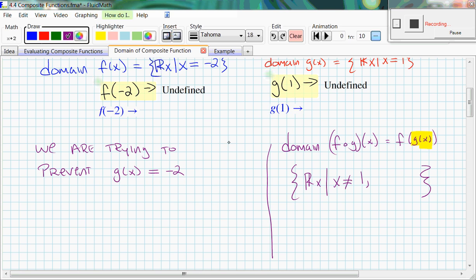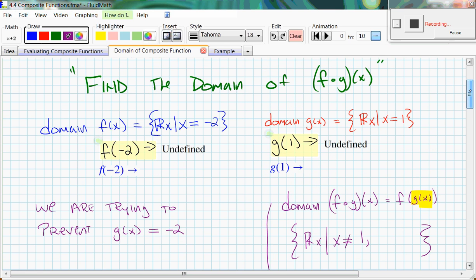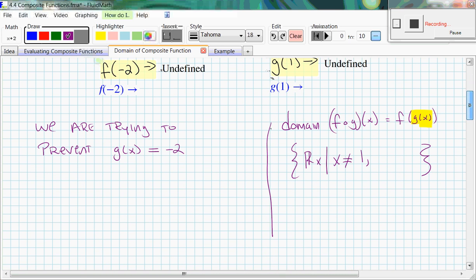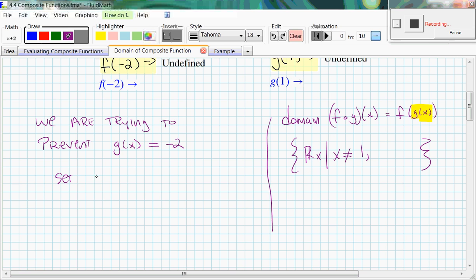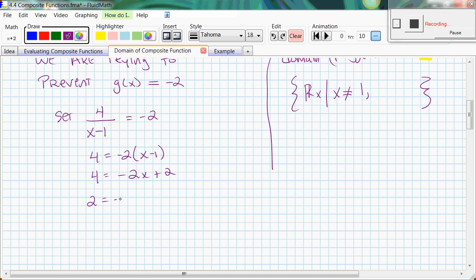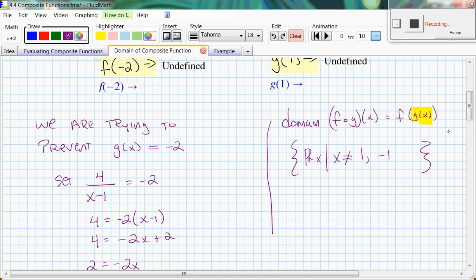So the way that we do that is we just set g of x, which in this case happens to be 4 over x minus 1, equal to negative 2. This will give us that value of x that we should not allow in our function to begin with. So doing a little bit of algebra, we get 4 equals negative 2 times x minus 1, so 4 must be negative 2x plus 2. Subtracting 2 is equal to negative 2x. Okay, so now x must be negative 1. So that's the other answer I'm not allowed to have in my domain for my composite function.